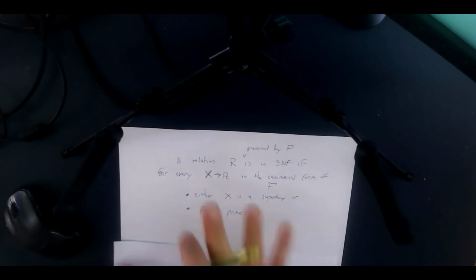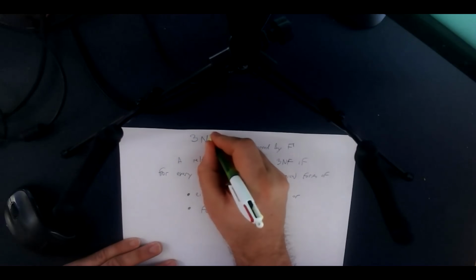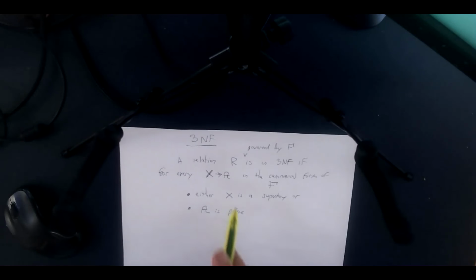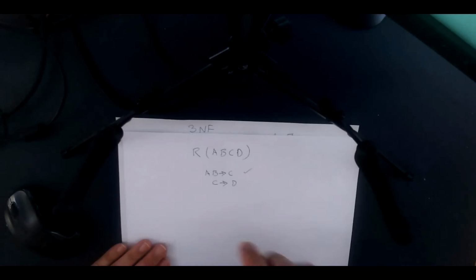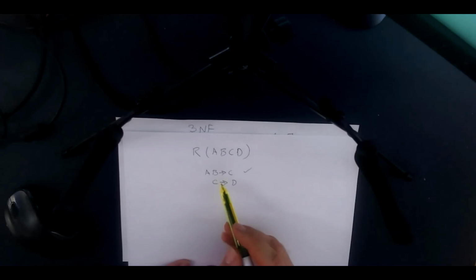Okay, good. So it's a little bit clunky, but I think this is your definition. This is 3NF. All right. And then I ask, based on that, is this in 3NF? This is a superkey. That's fine. Is D prime?